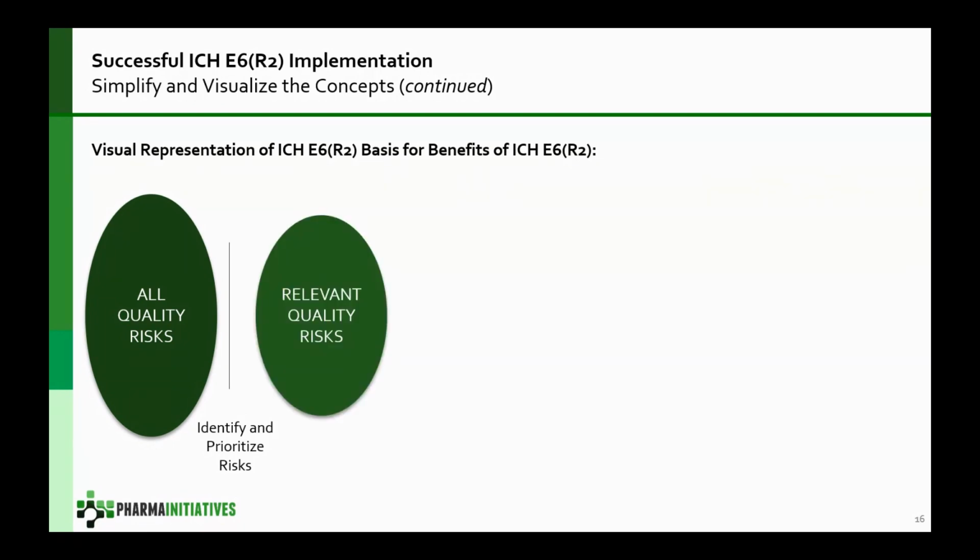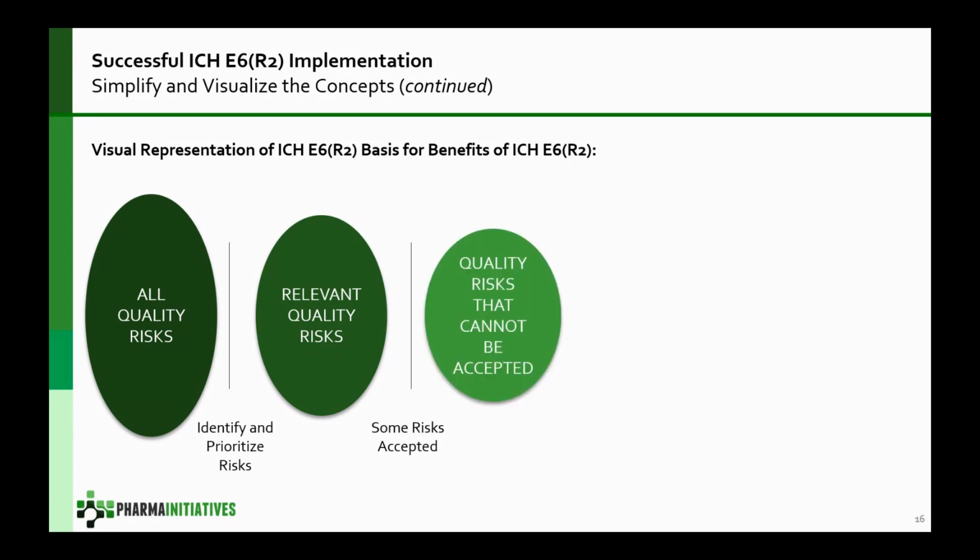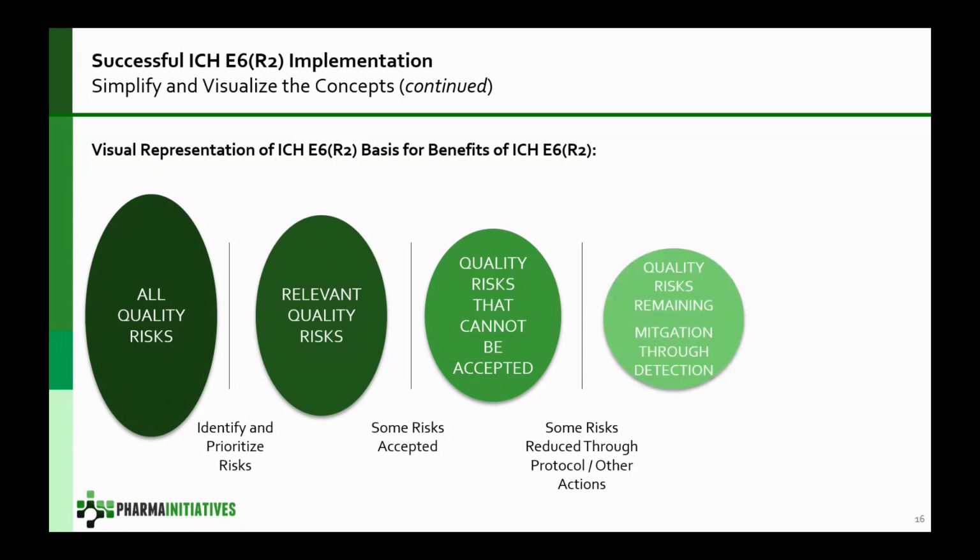That allows us to narrow our world to a bunch of relevant quality risks, some of which we just choose to accept because maybe the impact of them going wrong is so minor, or there are other reasons why we can accept them. So we can continue to narrow our world down into just the risks that we can't accept, and then we can further reduce those risks through protocol amendments or changes, through other actions we can take that can take something that used to be a risk and make that risk go away, such that we narrow our universe down to a much smaller set of remaining risks that we can focus on.